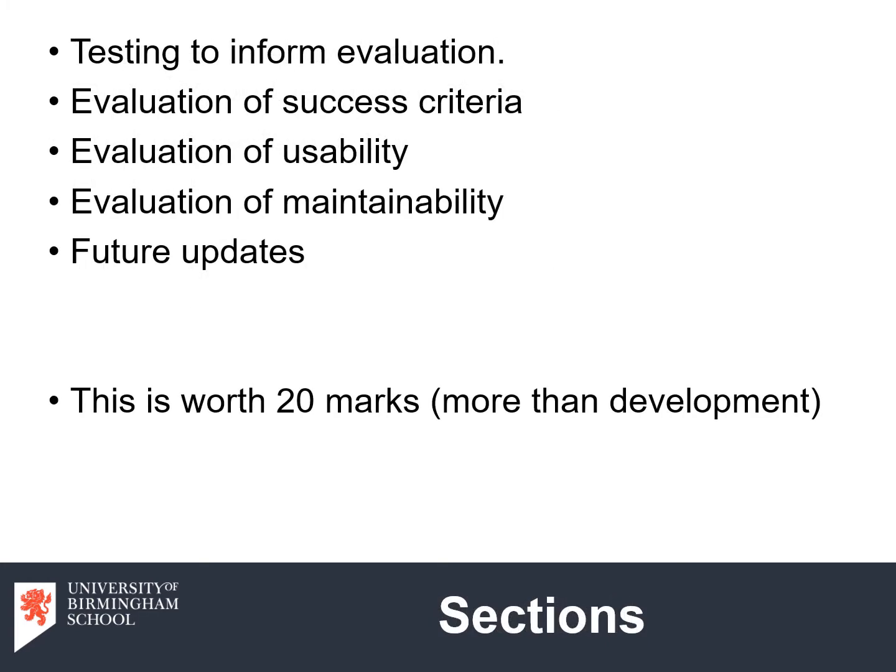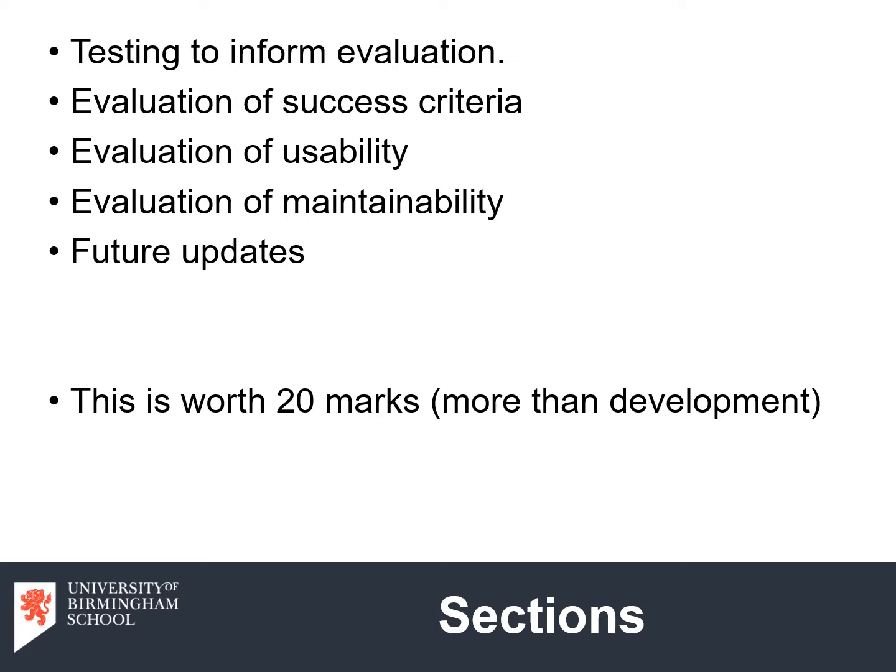So you're going to break this down into the following sections. So testing to inform evaluation. This is the testing that happens at the end of the system using your post-development test data. Your evaluation success criteria, which is going to look at each success criteria that you identified in your analysis and actually work out the relative success of each of those. You're going to be looking at the usability of the system and evaluating it, evaluating how maintainable it is, taking the system forward, so someone actually wants to maintain it or you want to maintain it in the future. And finally, what possible future updates could there be? And that sometimes could be linked with your limitations identified in analysis.